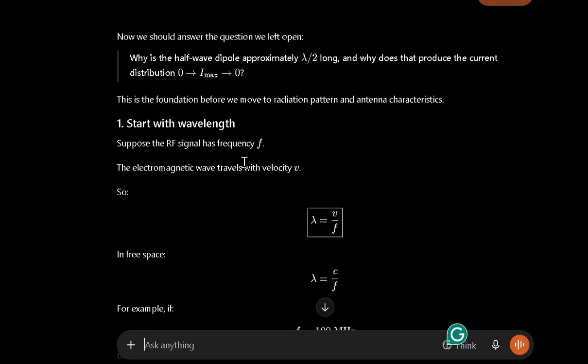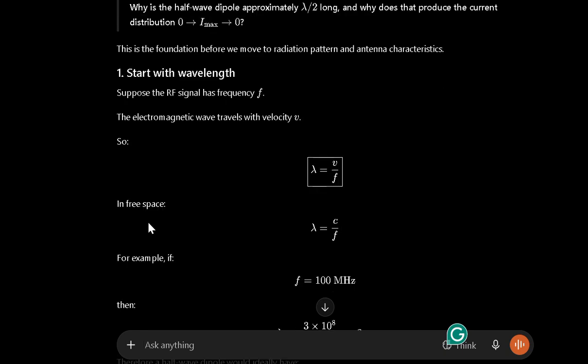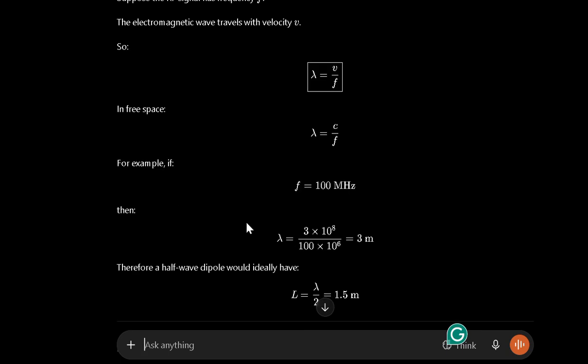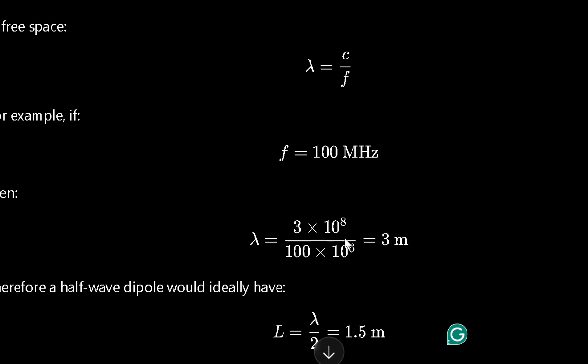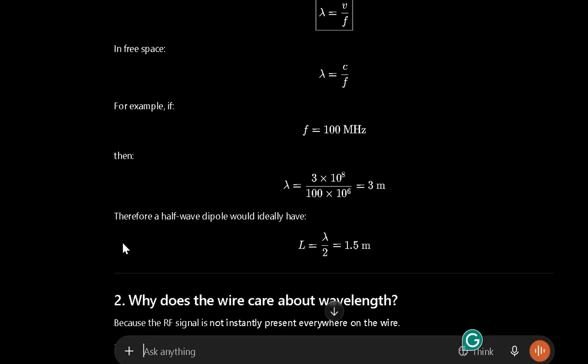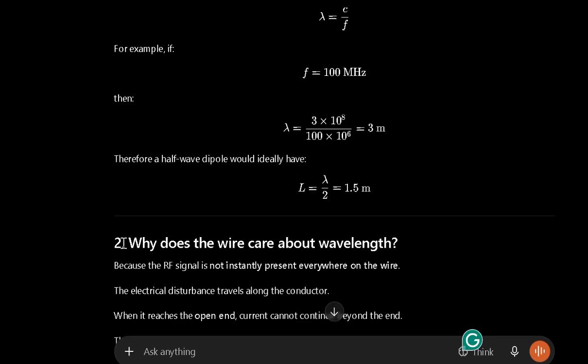Suppose the RF signal has frequency f and the electromagnetic wave travels with velocity v, so lambda equals v by f. In free space, lambda equals c by f. For example, if f equals 100 megahertz, then lambda equals 3 times 10 power 8 divided by 100 times 10 power 6, which equals 3 m. Therefore the half-wave dipole would ideally have L equals lambda by 2, which equals 1.5 meters.